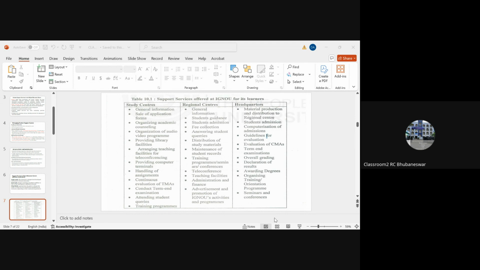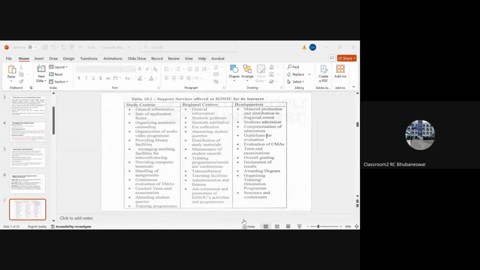One tier is the lower tier, that is gram panchayat, which is the study center. Second is panchayat samiti, that is the regional center. Zila Parishad, that is the headquarter, Delhi. The different programs come under study centers. Some support service is rendered with the regional centers and some at headquarters. You see what are the different programs, what are the support service systems in study center, regional center, headquarter.